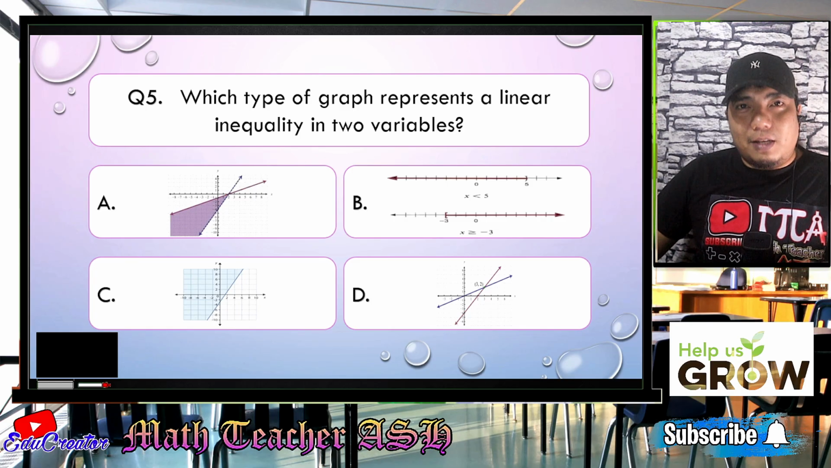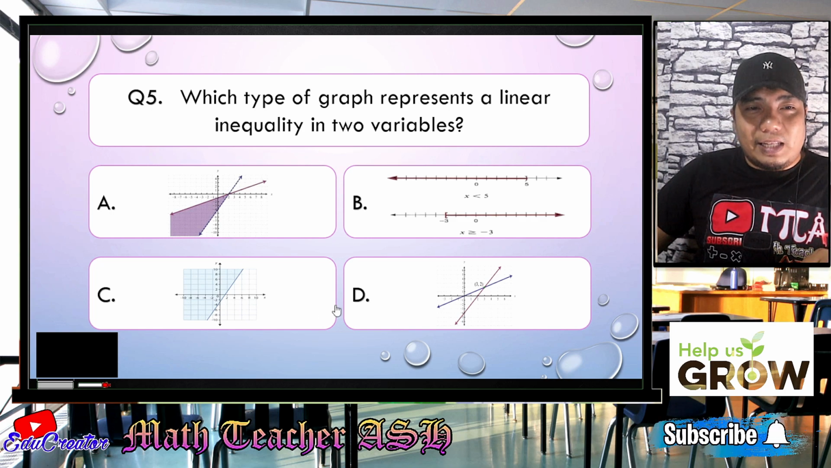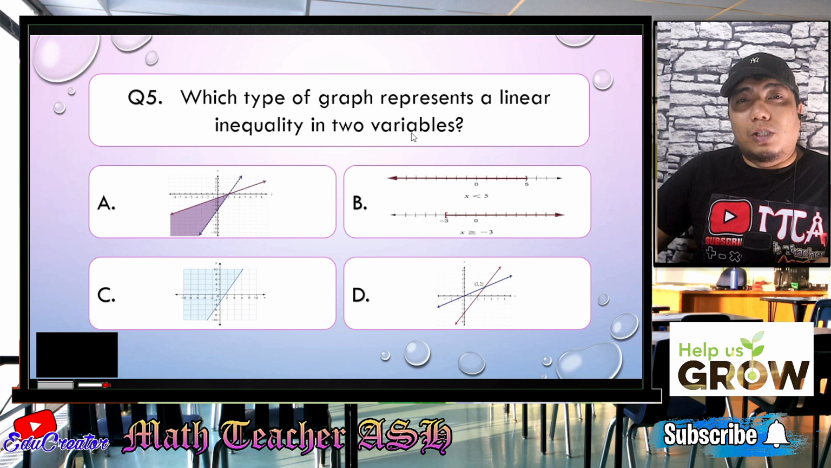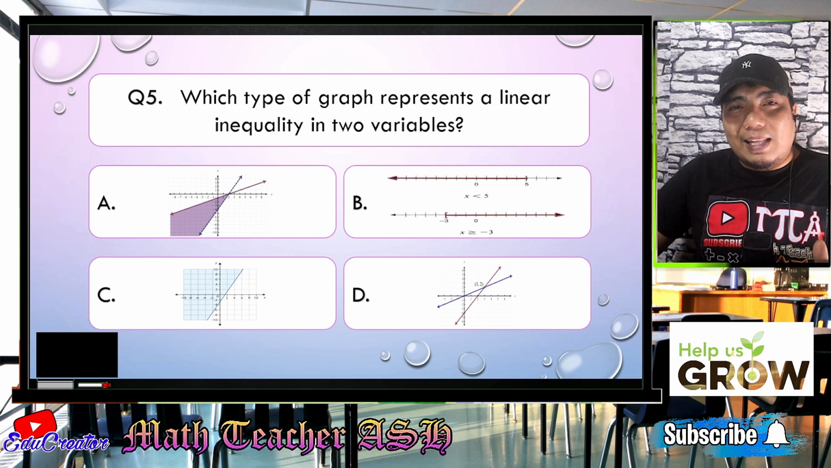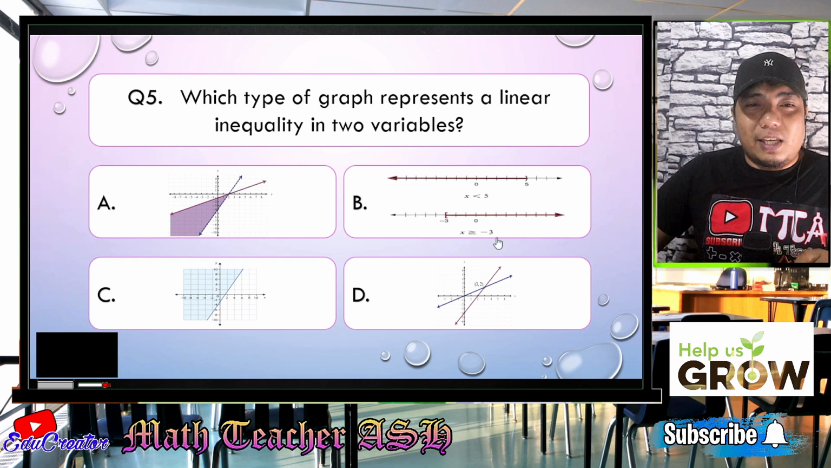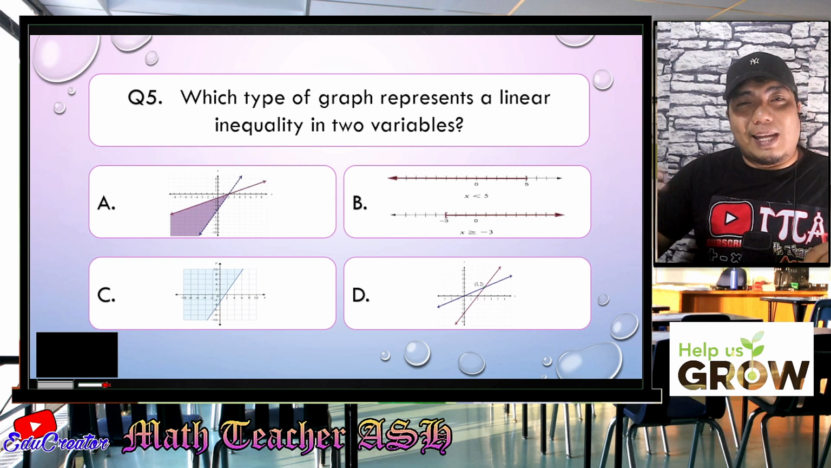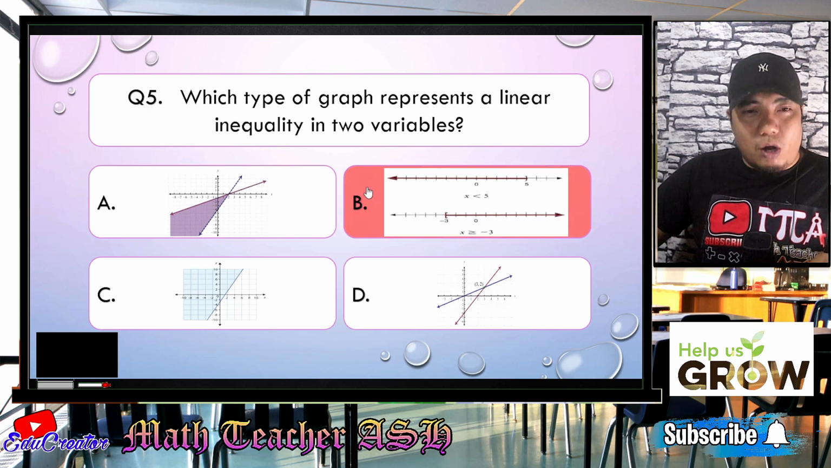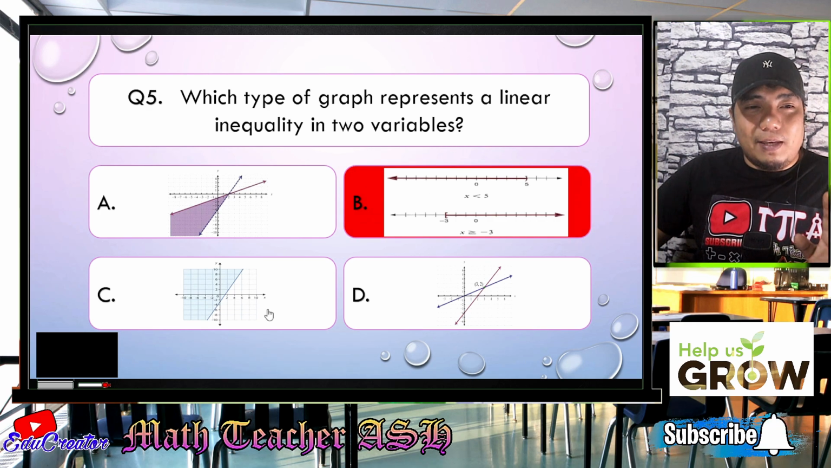All right, my dear math learners, as you can see in this question, we have here an inequality in two variables. We already discussed earlier that the graph of a linear inequality is a half plane. So as you can see here, x and y represent the two variables, right? So there is an x-axis and a y-axis. So therefore, letter B is wrong. All right. Now we only have A, C, and D.